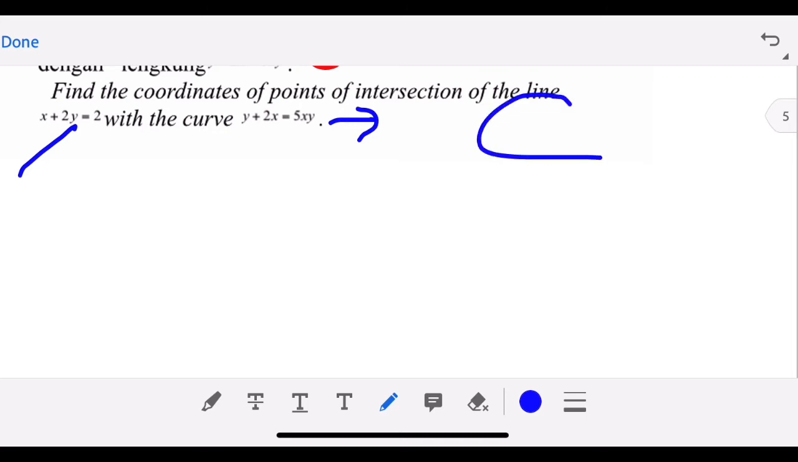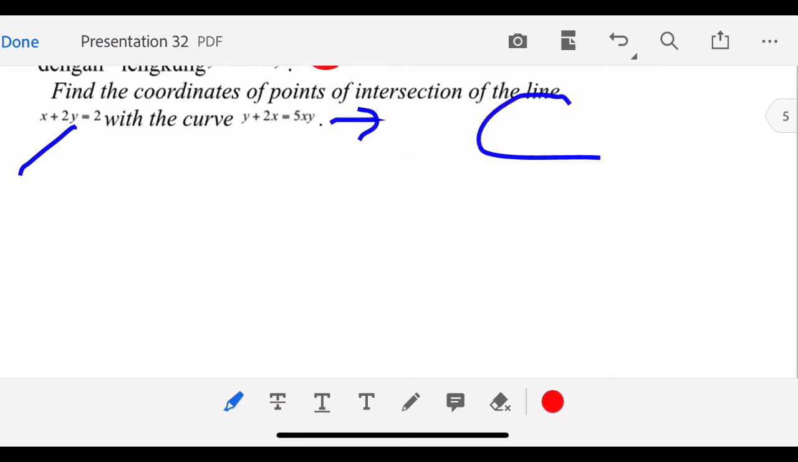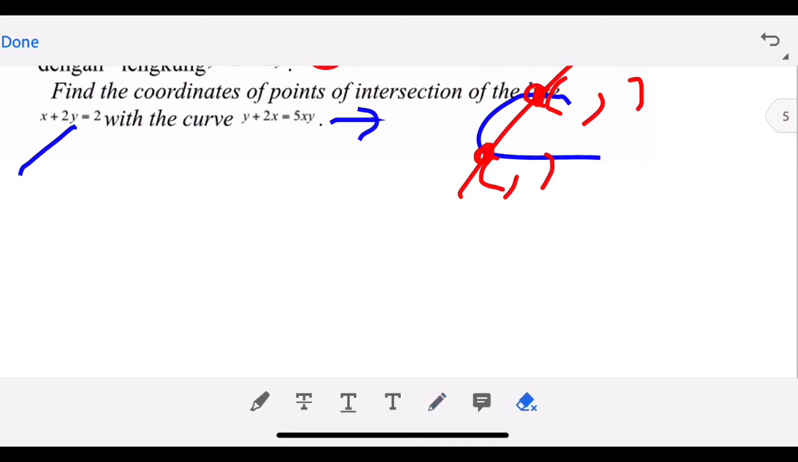So the concept is find the coordinates of the point of intersection, meaning that the curve and the straight line will be intersecting. That is why when you see intersection, we always use simultaneous equations. It means a straight line will intersect the curve like this. Okay, so you might have 2 points of intersection. When we solve the simultaneous equations, it means a point of intersection.